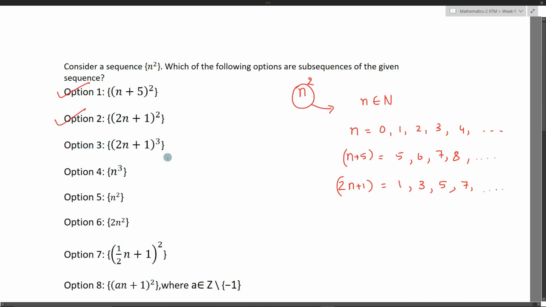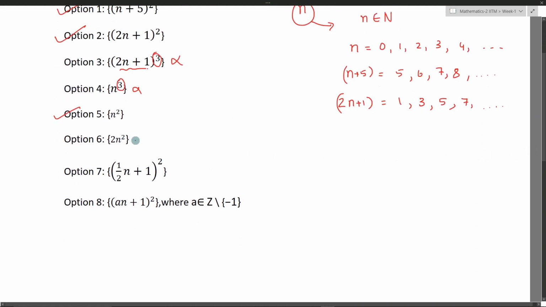For the third option, I have 2n plus 1. I know that 2n plus 1 is a subset of n, but what about this power? This power is not matching with the given sequence, so this is the wrong option. What about the fourth option? Again, the index is not matching. This is not the correct answer. Any set is a subset of itself, right? Similarly, any sequence is a subsequence of itself, so this option is also correct.